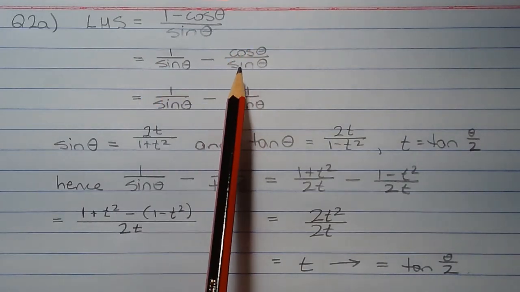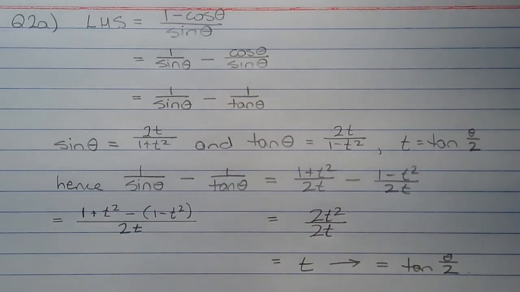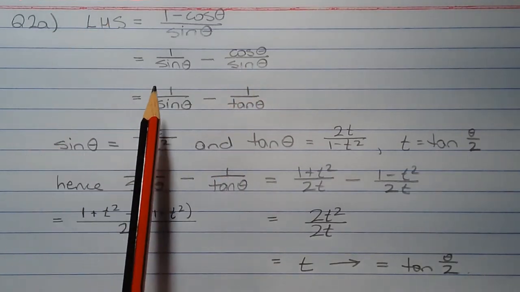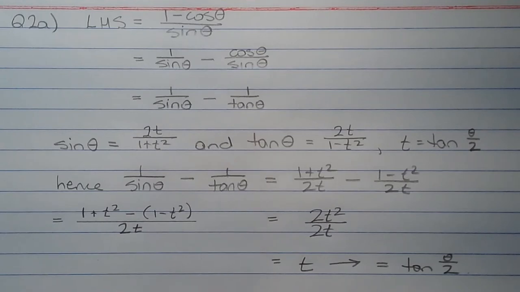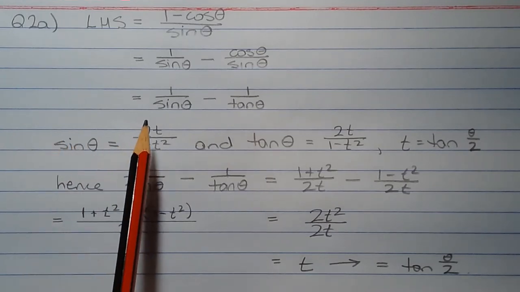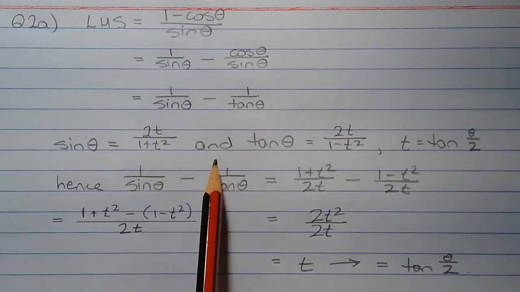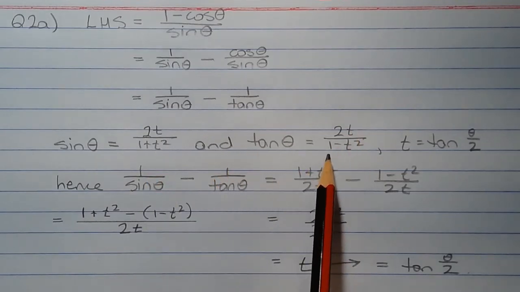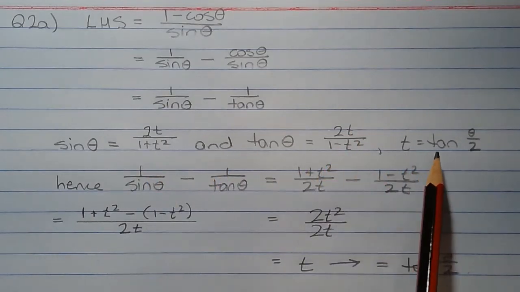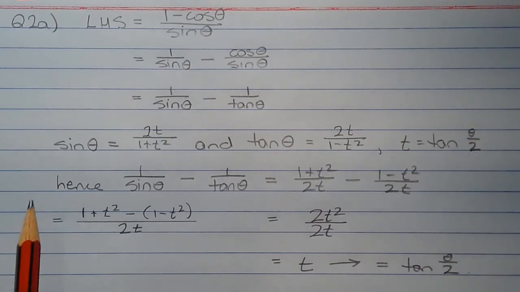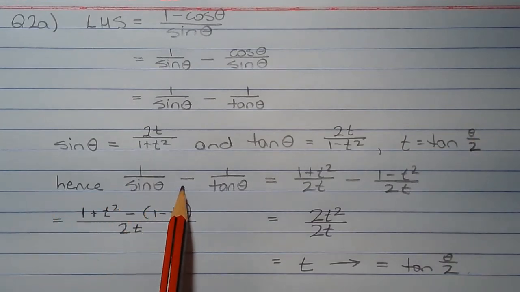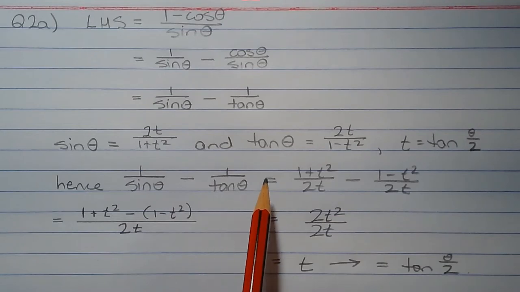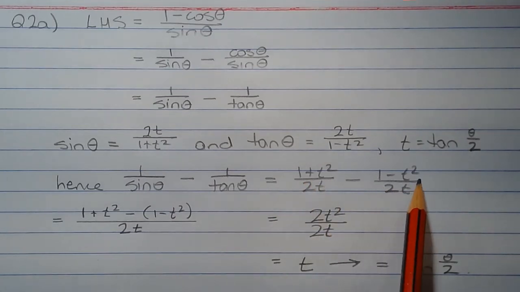Now cos theta over sine theta is equal to 1 over tan theta. So left-hand side is equal to 1 over sine theta minus 1 over tan theta. Now sine theta is equal to 2t over 1 plus t squared, and tan theta is equal to 2t over 1 minus t squared, where t is equal to tan theta over 2. Hence, 1 over sine theta minus 1 over tan theta is equal to 1 plus t squared over 2t minus 1 minus t squared over 2t.